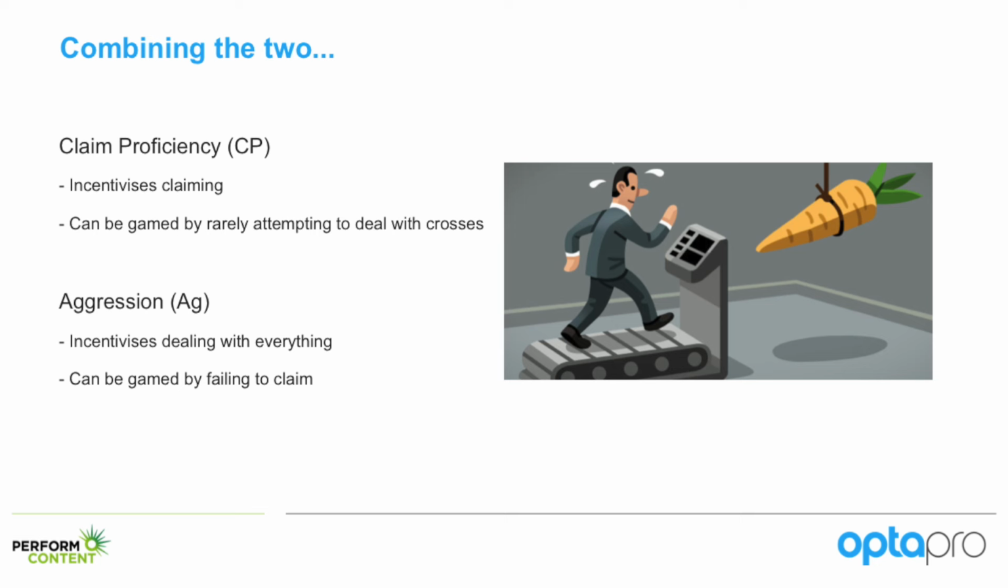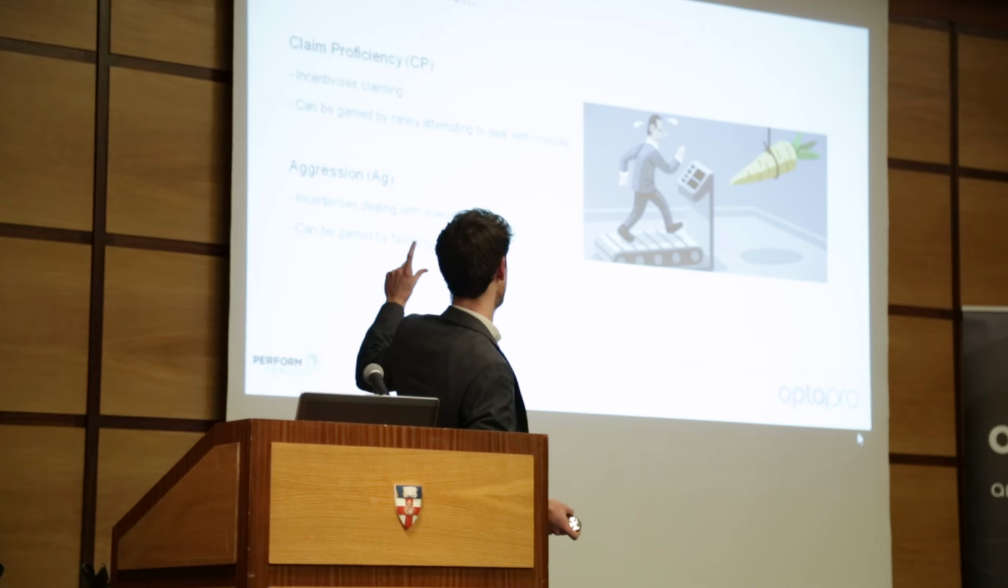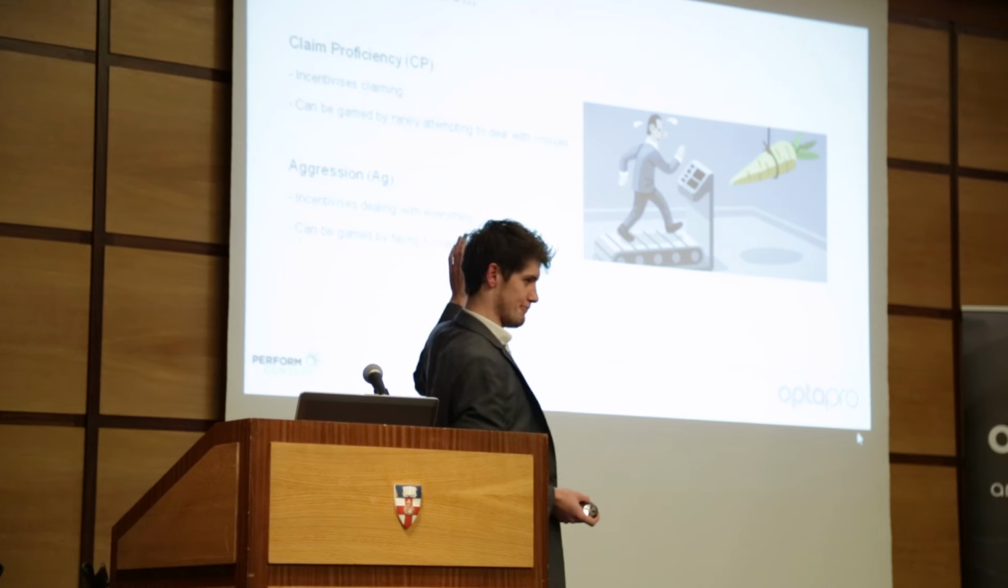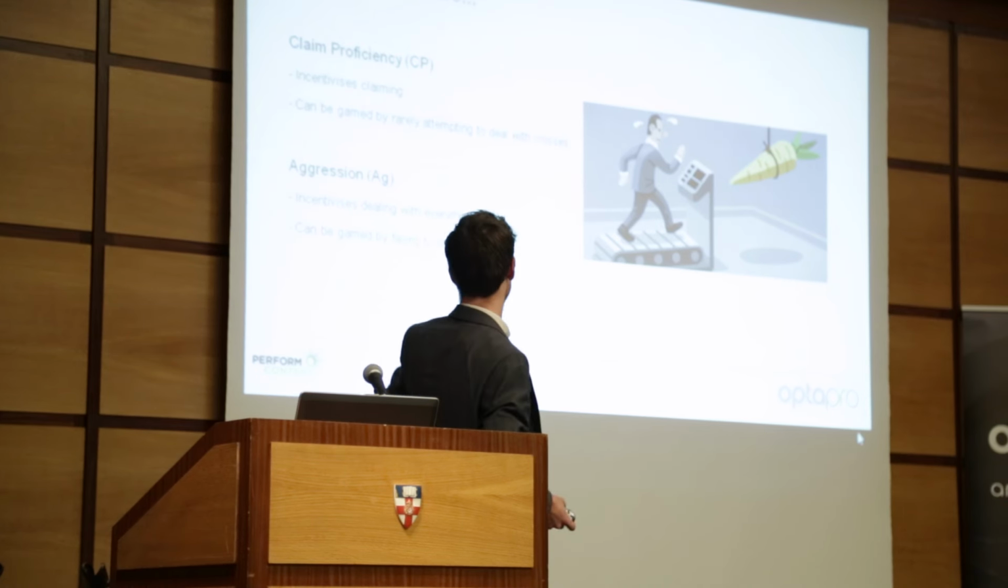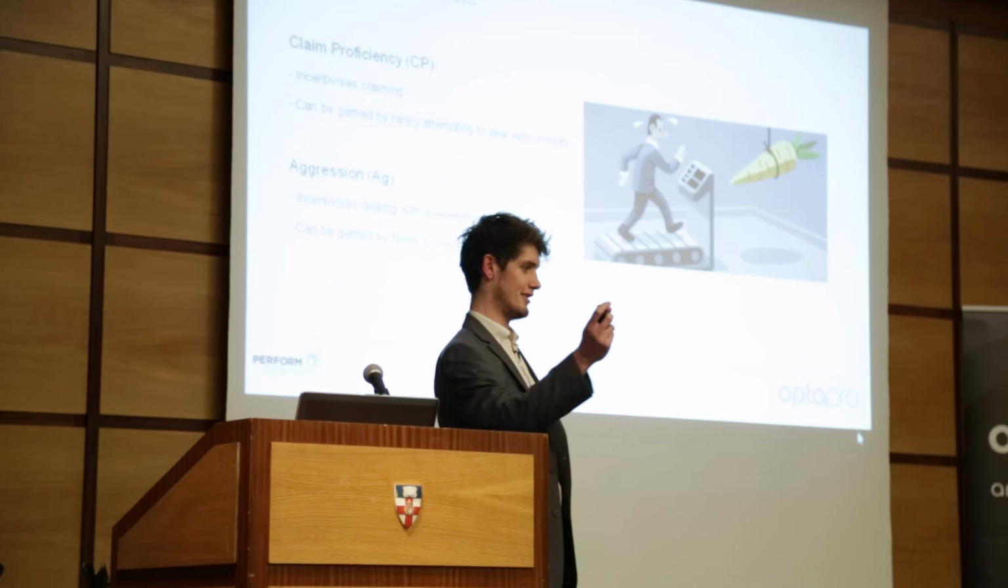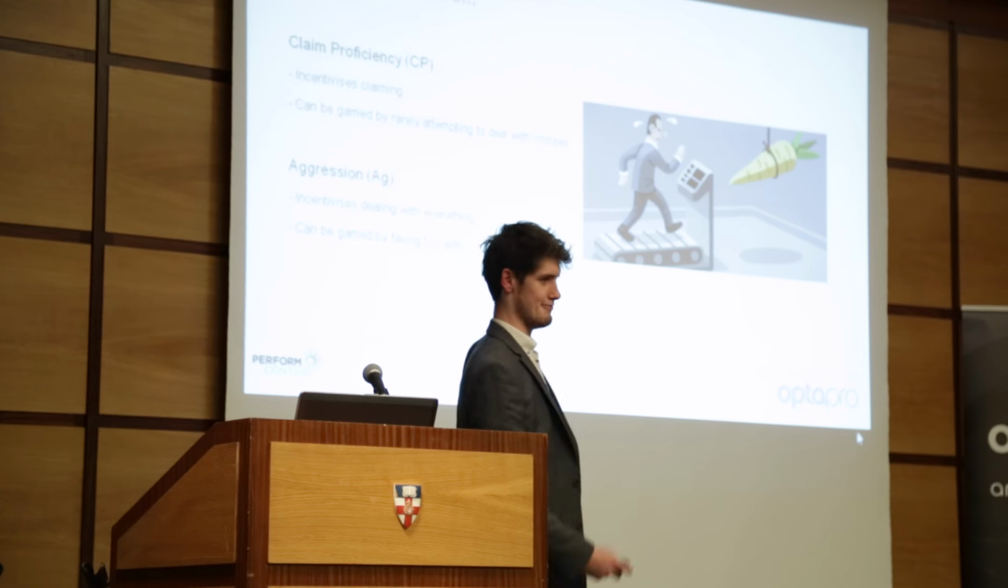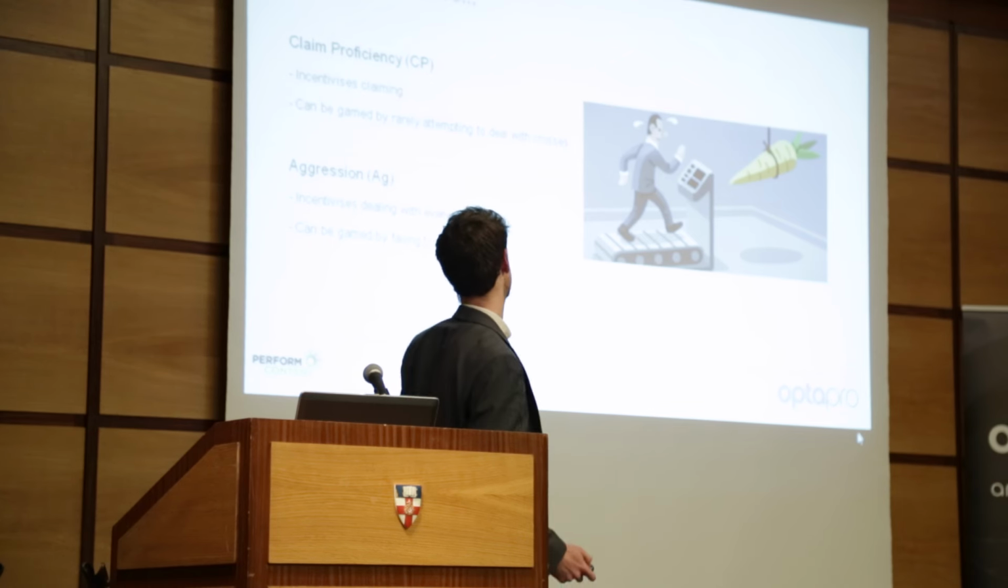Aggression, on the other hand, we want it to incentivise the keeper to come and get everything, but it could be gained by a reckless goalkeeper charging out for everything, dropping everything, punching everything, but hardly ever catching anything. By mixing the two, it's impossible to gain both at the same time. So if you tried to gain the aggression one and just flew out for everything, you'd most likely have a really bad claim proficiency, and vice versa.